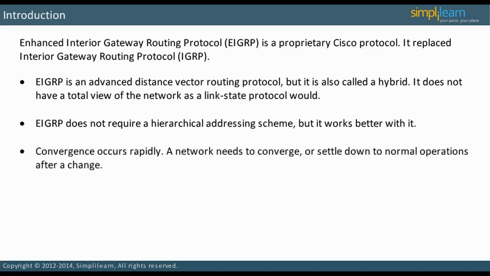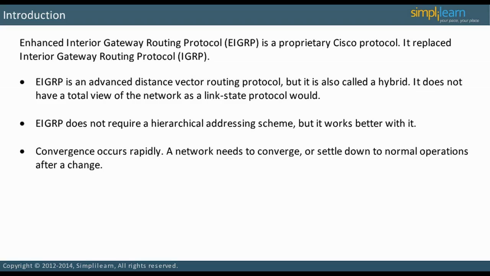Convergence occurs rapidly. A network needs to converge, or settle down to normal operations, after a change. For example, if a router interface fails, many events occur. The router recognizes that there is a failure. The neighbor or neighbors on the other side of the link recognize that there is a failure. The router and its neighbor must recalculate the routes for their routing tables since any routes using the interface no longer work. These are just a few of the processes that occur after a change in topology. The time taken for the completion of these processes is called convergence time.